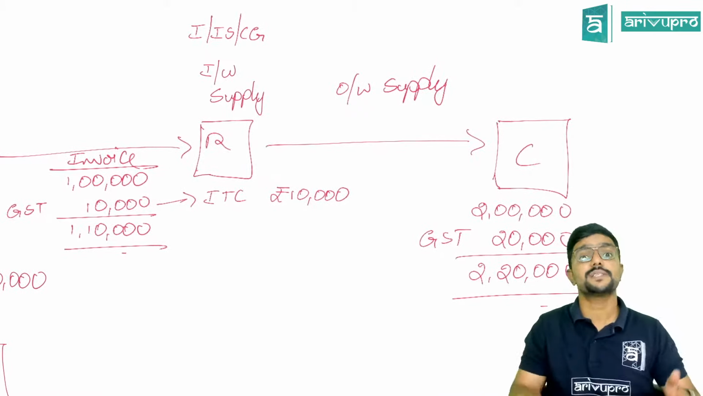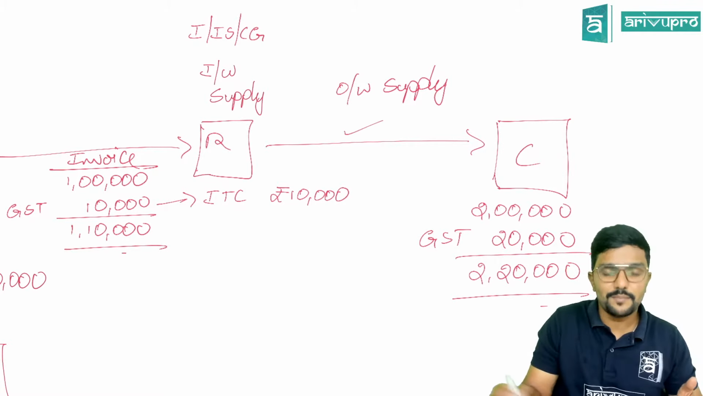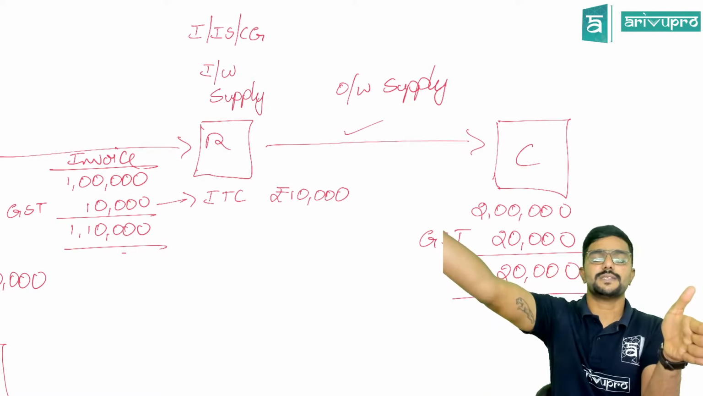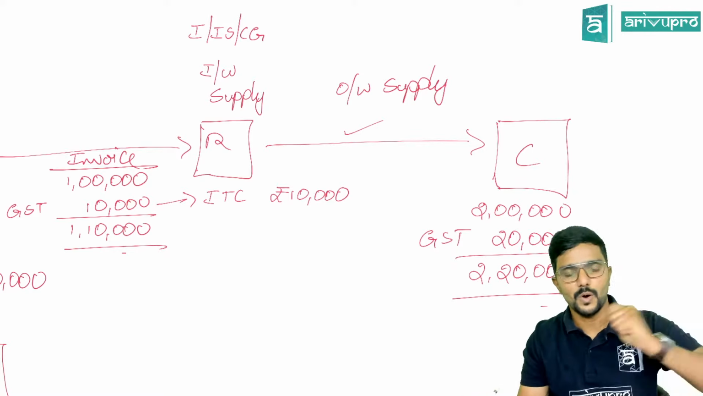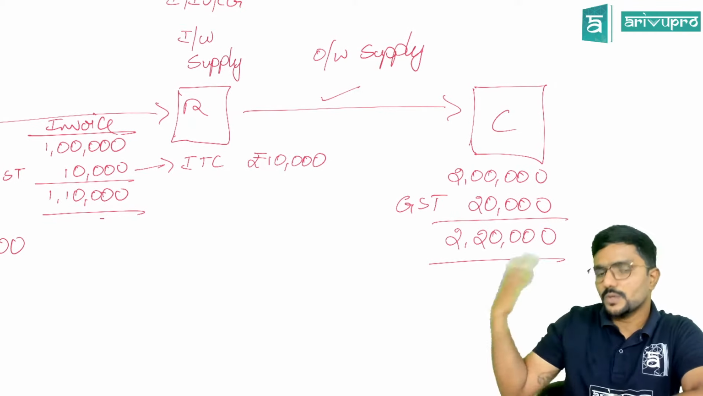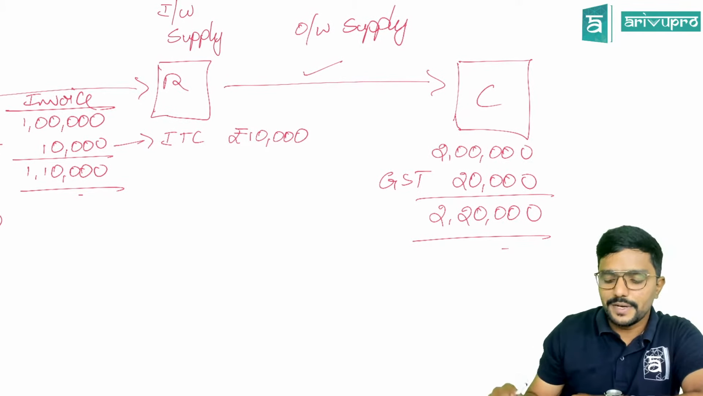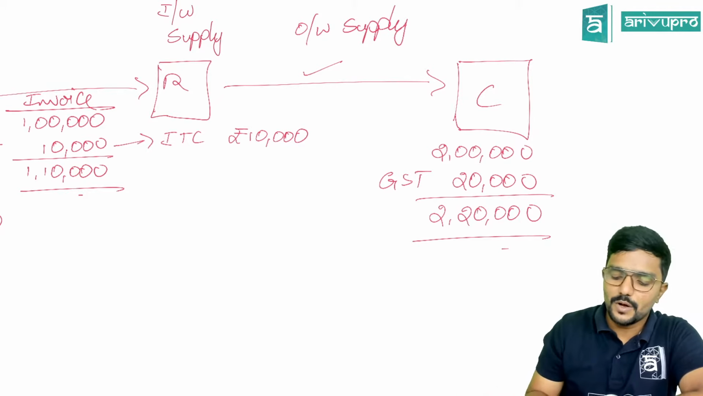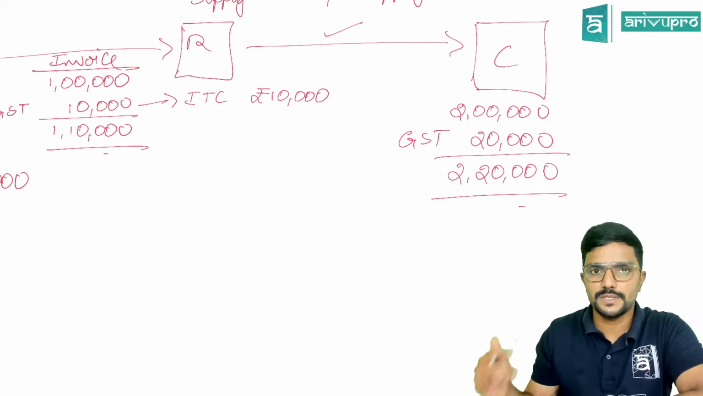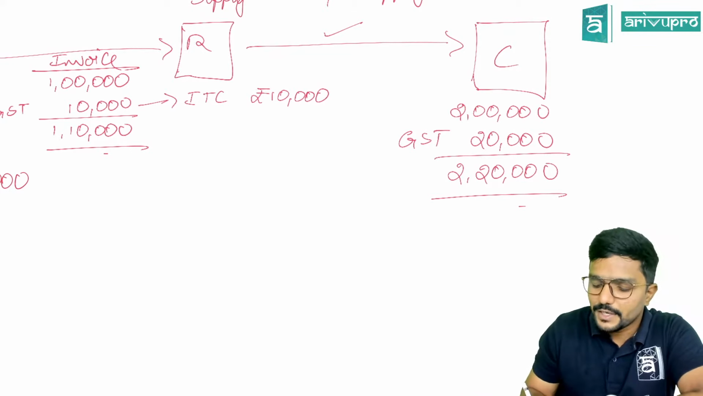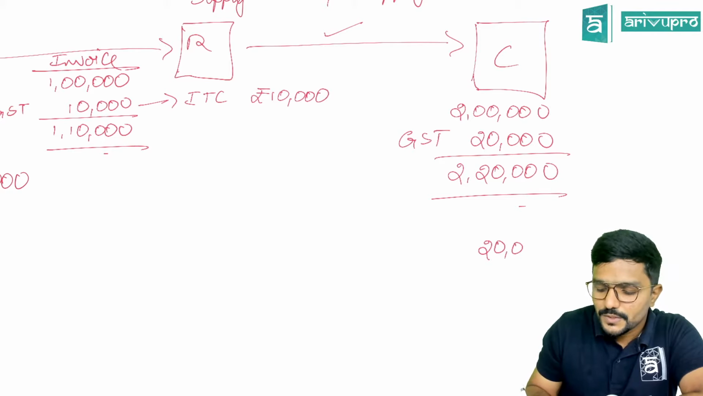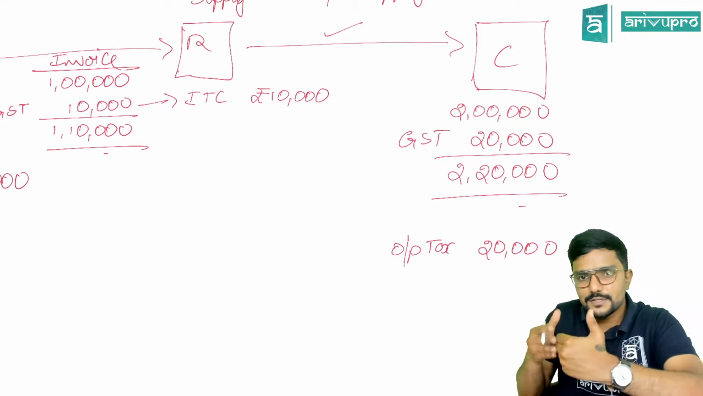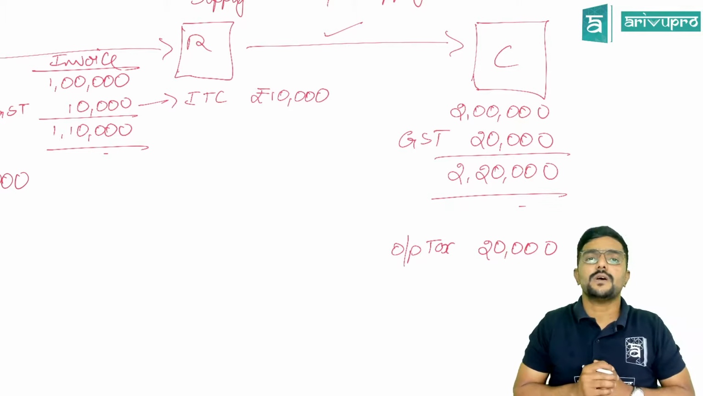Now he is becoming the supplier, because for this supply, the recipient will become the supplier. Agree? Because he is now supplying to the customer. Now, on his outward supply, he is liable to pay 20,000 GST. So from his customer, he will collect 2,20,000 in total. Okay, sir. 2 lakh is for him, 20,000 is for the government. But will he pay the entire 20,000 to the government? No, sir. So we call this output tax. What do we call it? Output tax. The tax which is payable on outward supply is called output tax.